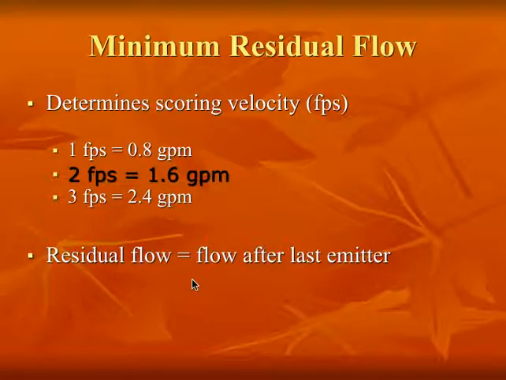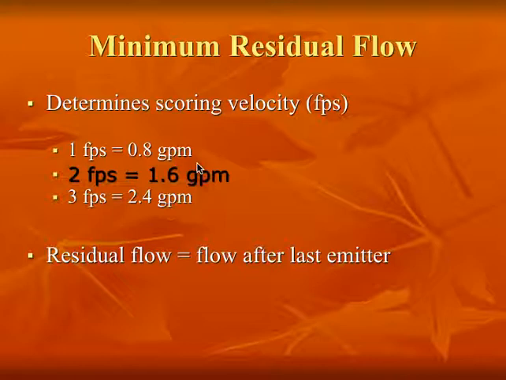Now our minimum residual flow, and this is going to be the flow of water through the lateral at the very end after the last emitter, we're shooting for 2 foot per second velocity, which equates to 1.6 gallons per minute. Just so that you have a point of reference, every 1 foot per second flush flow rate is equivalent to 0.8 gallons a minute. So every time we increase it by 1 foot per second, we multiply by another 0.8 gallons a minute flow.